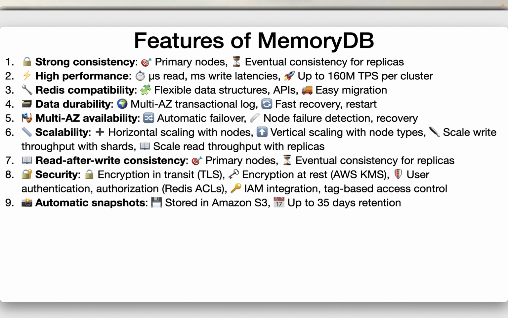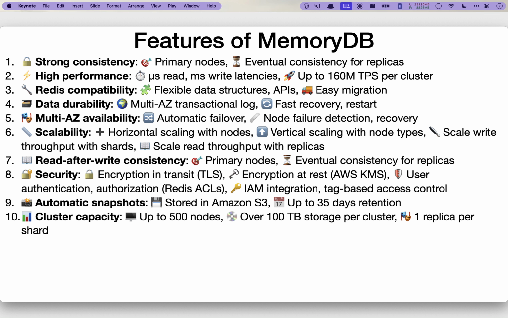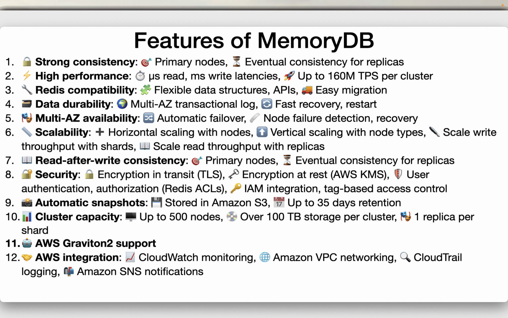Automatic snapshots in Amazon S3 with retention for up to 35 days. Support for up to 500 nodes and more than 100 terabytes of storage per cluster with one replica per shard. Support for AWS Graviton instance types. Integration with other AWS services such as CloudWatch, Amazon VPC, CloudTrail, and Amazon SNS for monitoring, security, and notifications. Fully managed software patching and upgrades. AWS Identity and Access Management (IAM) integration and tag-based access control for management APIs.